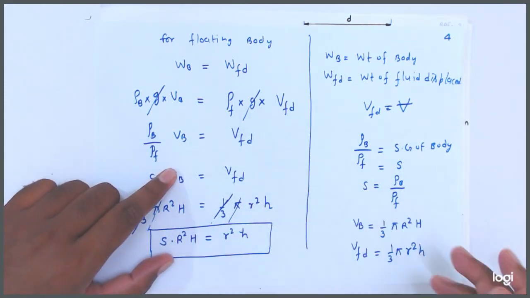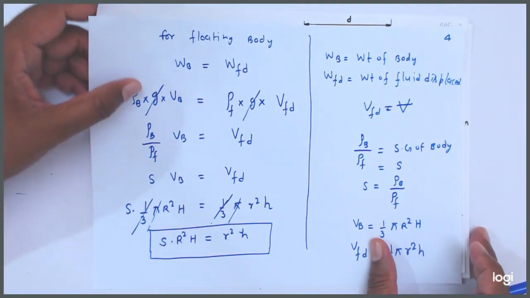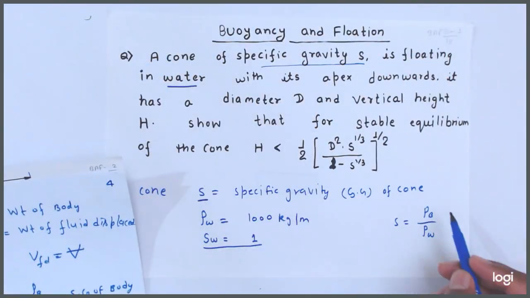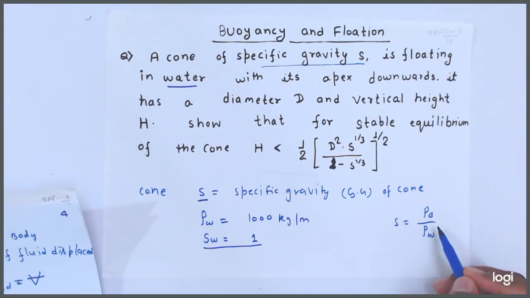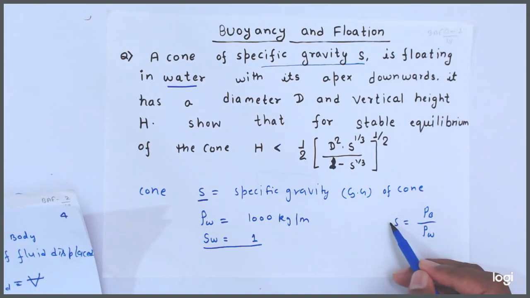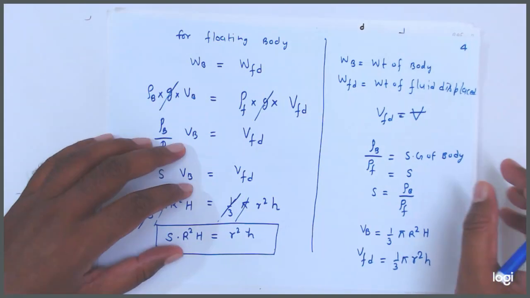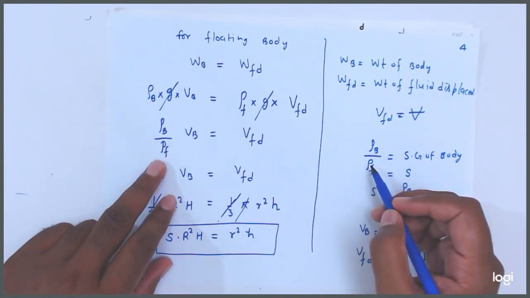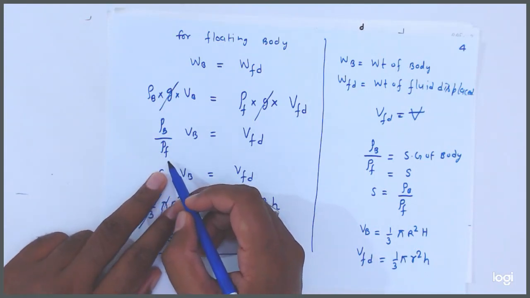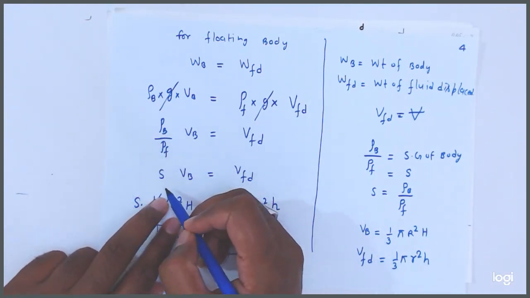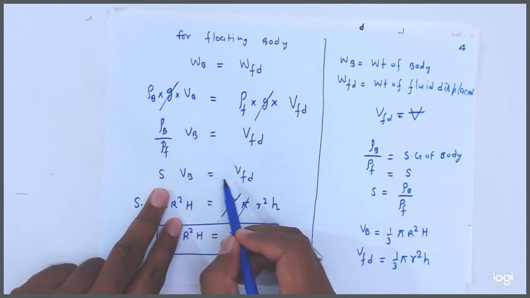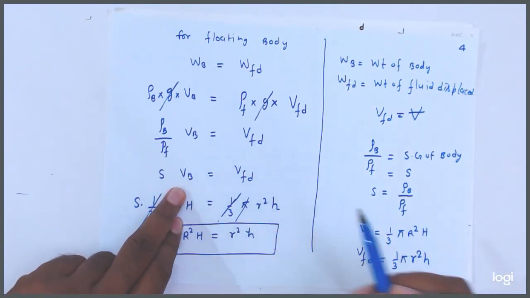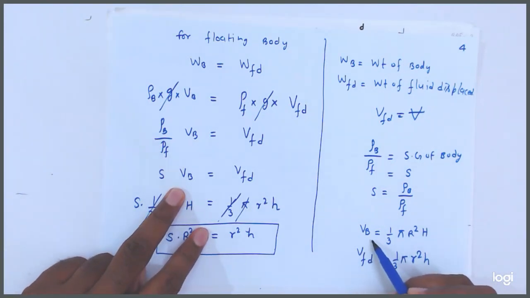We know that friends, I already explained, the density of body upon density of water is the specific gravity of the body. So from here this value is equal to S. So here volume of body equals volume of fluid displaced, and we'll put it here. What is the volume of the body?